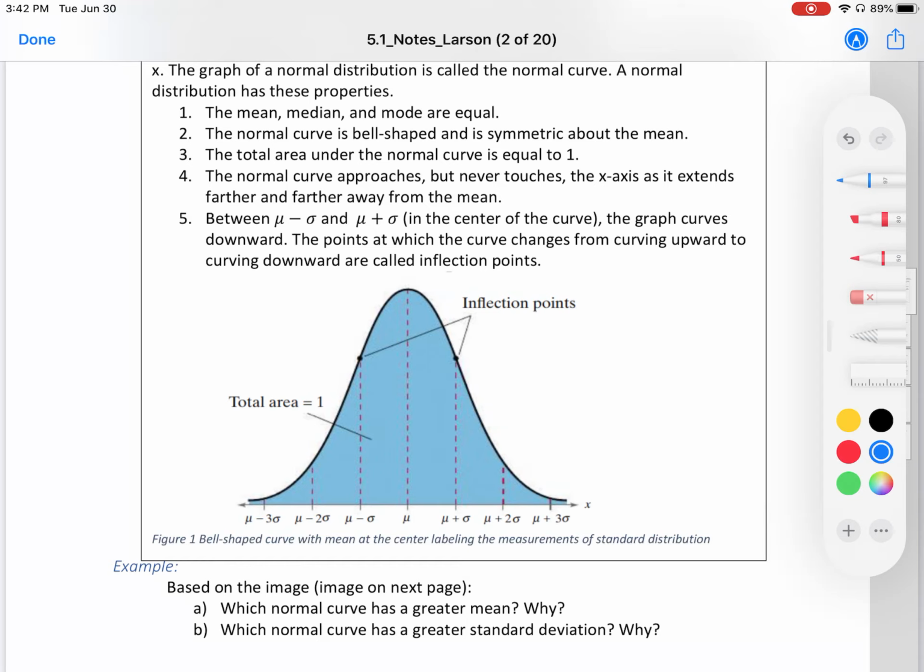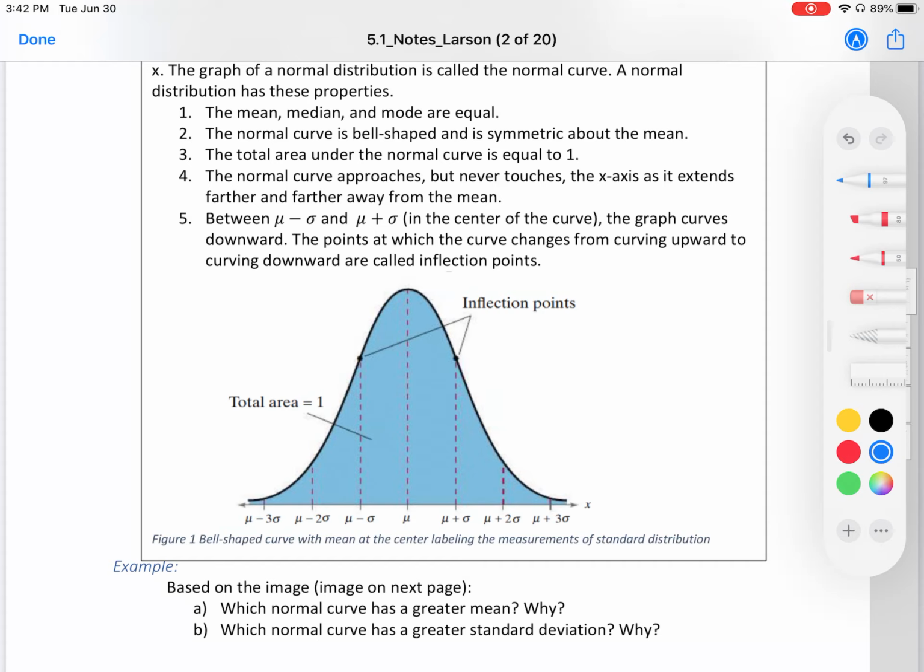4. The normal curve approaches but never touches the x-axis as it extends further and further away from the mean. 5. Between mu minus sigma and mu plus sigma, the center of the curve, the graph curves downward. The points at which the curve changes from curving upward to curving downward are called inflection points.